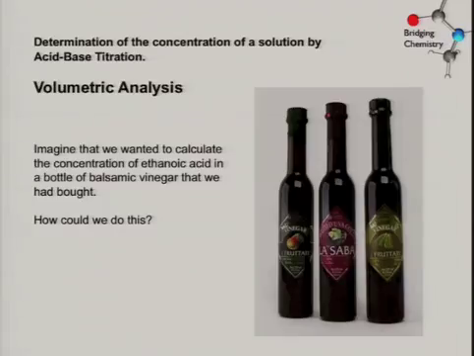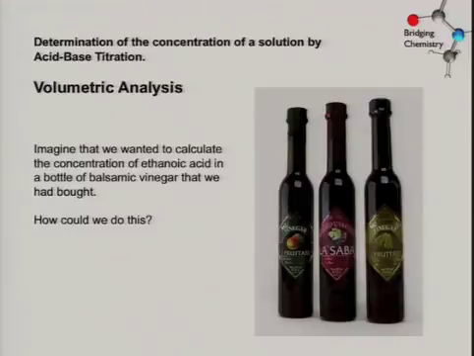So, for example, imagine we went down to the shop and we bought ourselves a bottle of fancy vinegar, and on the label the fancy vinegar said that it had a certain percentage of acetic acid in it, or ethanoic acid as it's sometimes called, and we wanted to check that. How do we do an experiment to measure the concentration of acetic acid or ethanoic acid in the vinegar?